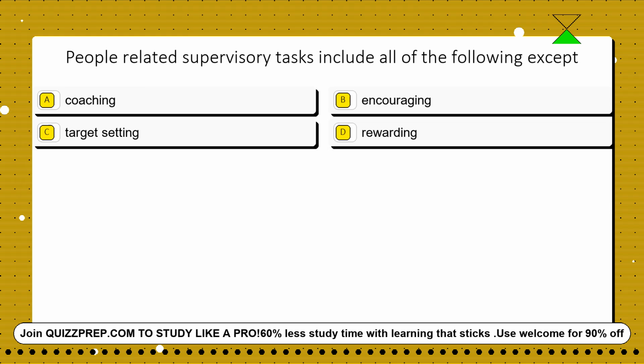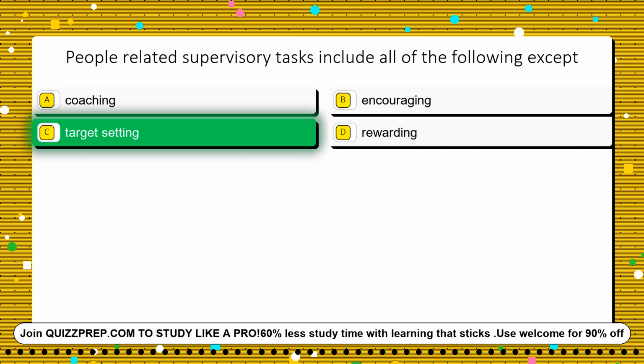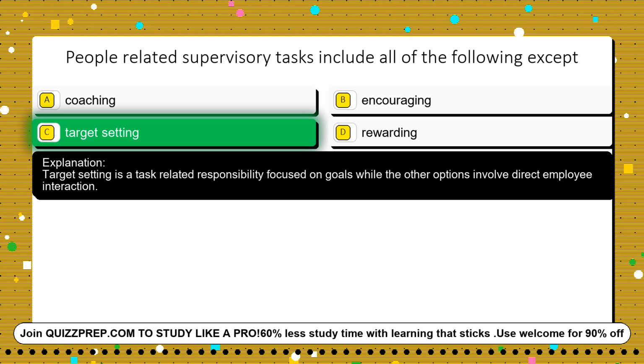Question 93. People-related supervisory tasks include all of the following except Option A, coaching. Option B, encouraging. Option C, target setting. Option D, rewarding. The correct answer is option C, target setting. Target setting is a task-related responsibility focused on goals, while the other options involve direct employee interaction.